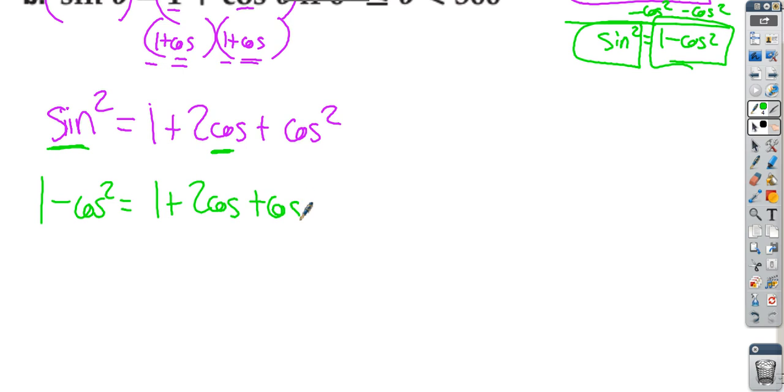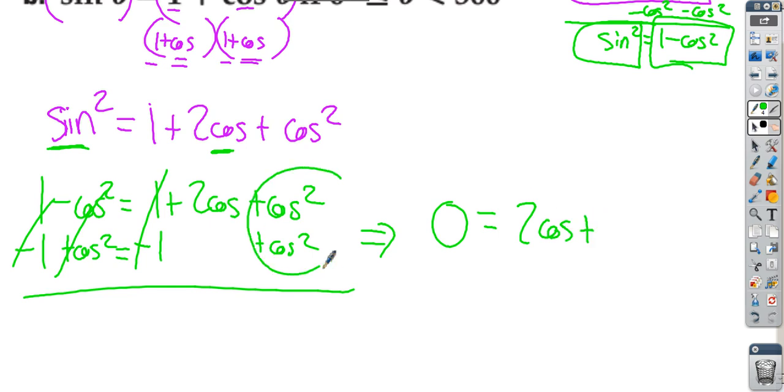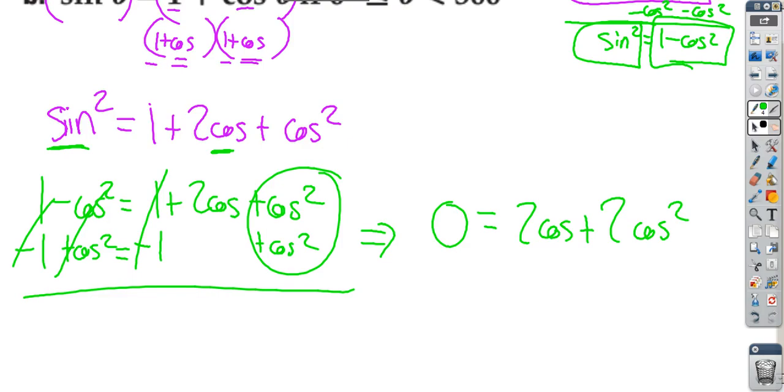Okay, so now we have this. So let's move everything to the other side by subtracting the 1 and adding the cos squared. So when we do that, we're going to get 0 equals, well, those cancel, and we're just left with 2 cosine plus cos squared plus cos squared, which is going to be 2 cosine squared. Okay, so that right there, now you can see, I actually said it was a trinomial one. It's actually method 3, which is factoring the GCF, because the 1's disappeared.